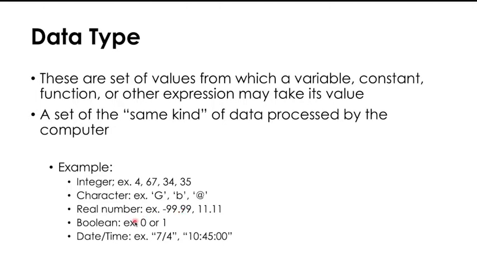And then next, we have Boolean. Boolean are those that are false or true, which are represented by 0 or 1. And then lastly, we have date and time. For example, July 4 or 7/4 or 10:45:00. This is an hour, a time, or 10:45 p.m. or a.m., depending on the format.